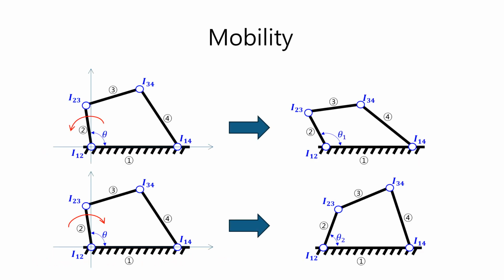Let's learn more about the concept of mobility with the mechanism examined above. The mobility of the mechanism shown here is 1 as calculated above. When the angle theta of the fixed link 1 and the rotatable link 2 are fixed around the joint I1-2, the posture of the entire mechanism is determined. For example, in the upper figure, if link 2 rotates counterclockwise so that the angle theta of link 2 becomes theta 1, the posture of the entire mechanism is determined, and likewise, in the lower figure, if link 2 rotates clockwise so that the angle theta of link 2 becomes theta 2, the posture of the entire mechanism is also determined.